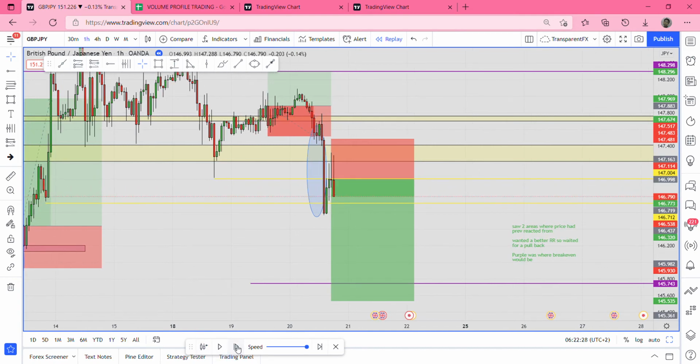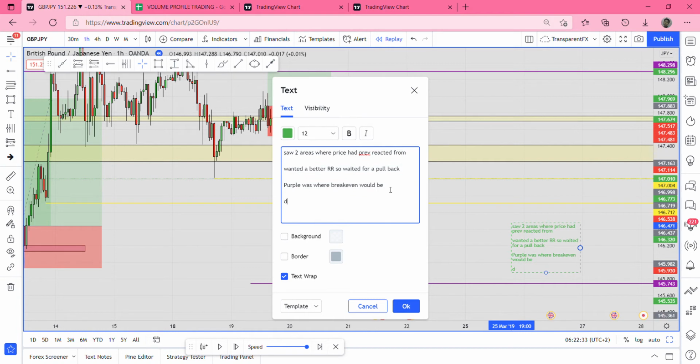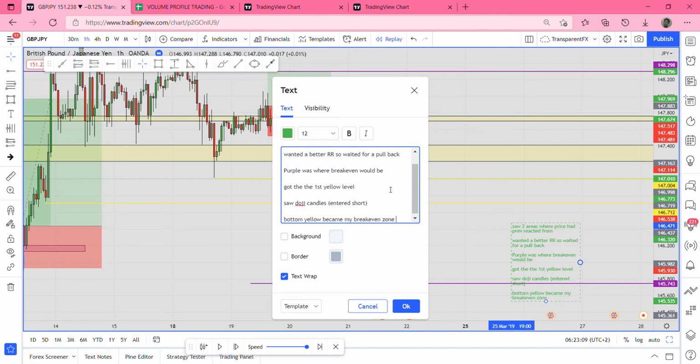I want to get to the exact entry. Cool. Tell me what is the exact entry. Got to the first yellow level. So the Doji entered the short, right? Bottom yellow became my break-even zone, whatever you want to call it.